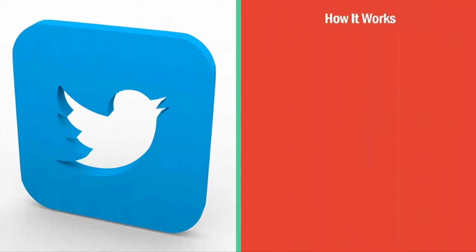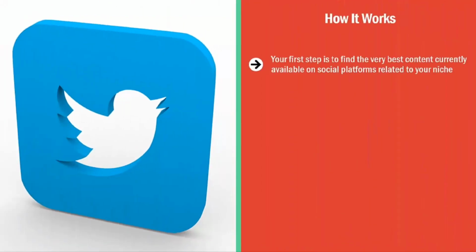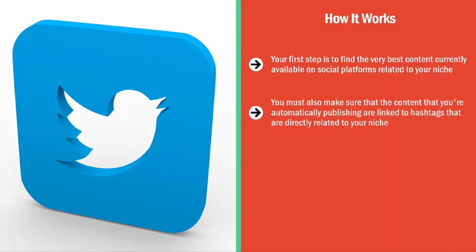How it works. Your first step is to find the very best content currently available on social platforms related to your niche. You then feed this into software that publishes automatically round the clock on your Twitter feed. You set the times when the posts will appear. You must also make sure that the content that you're automatically publishing is linked to hashtags that are directly related to your niche.